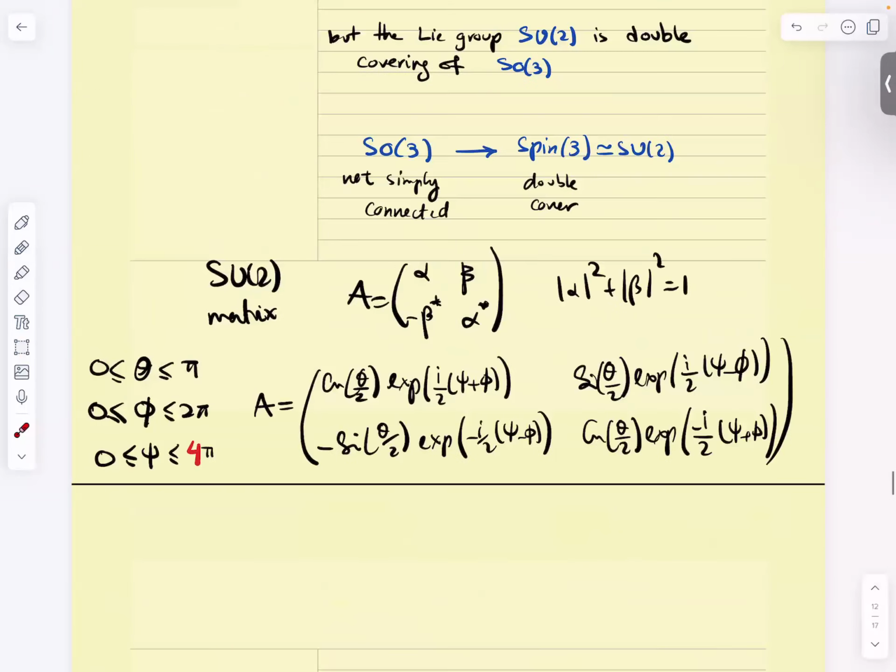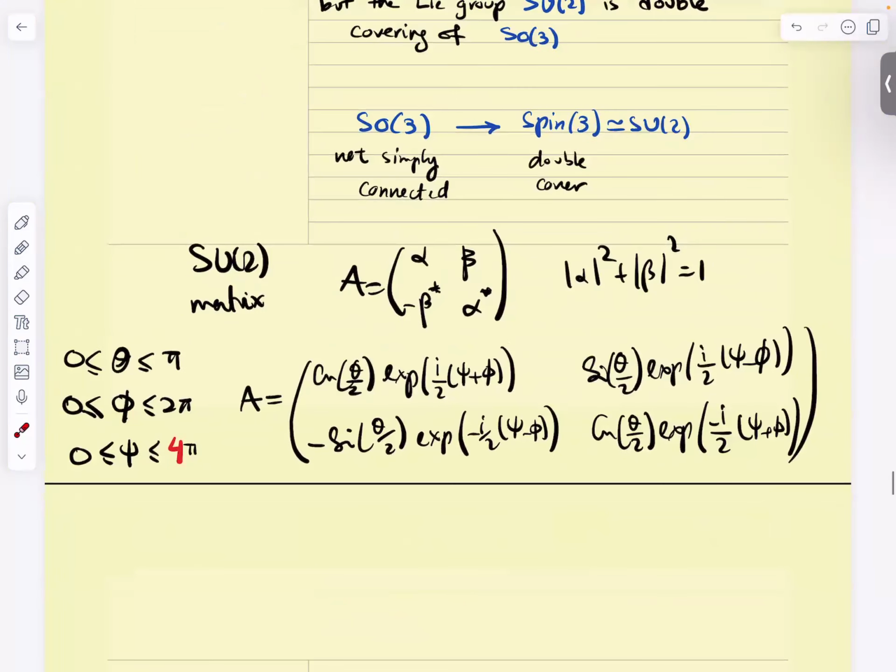Actually, let me give you an example right away. I've walked you through this before. SU2 is this group, alpha, beta, minus beta star, alpha star, with this condition. You can write it in this form, with cosine of theta over 2 and so on. You can check that this is just a reparameterization, with theta running from pi to 0, phi from 2 pi to 0, psi from 4 pi to 0. If I set psi to 2 pi and identify psi equal 2 pi with psi equal 0, I would get SO3, I would get the sphere. SU2 has an identification by 4 pi. You go around by 2 pi, you're not quite back yet. You go to the second pancake. You go around again, now you identify. That's what it means to say there's a double cover.